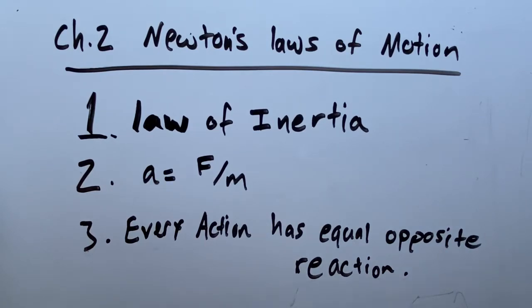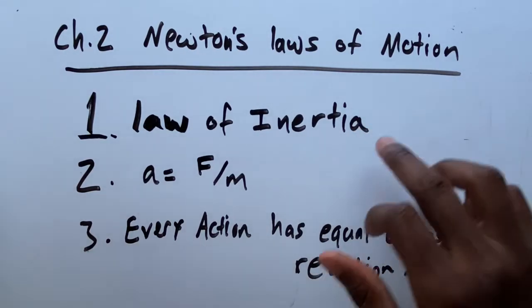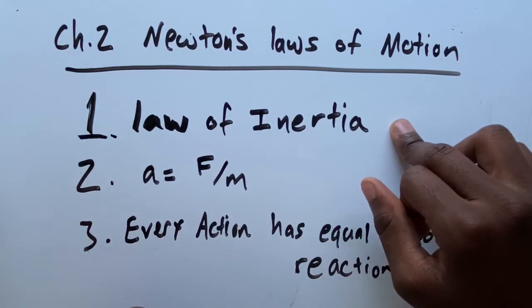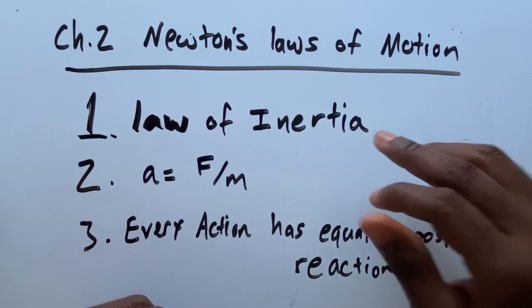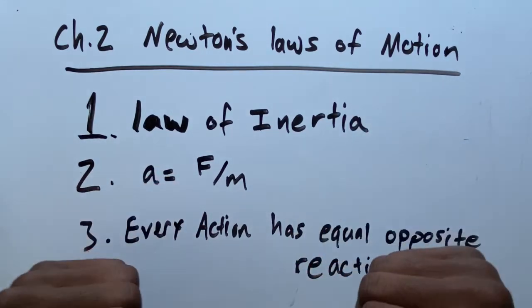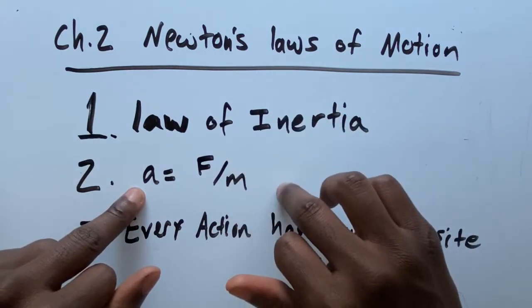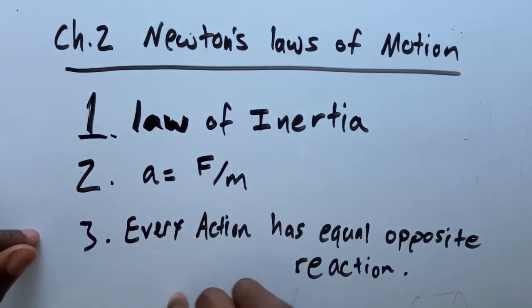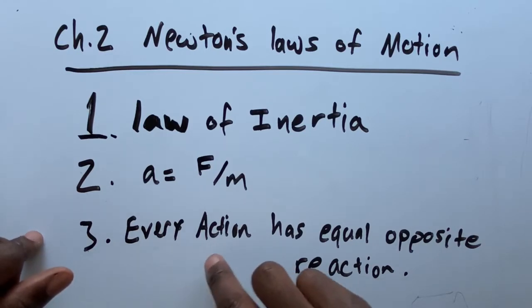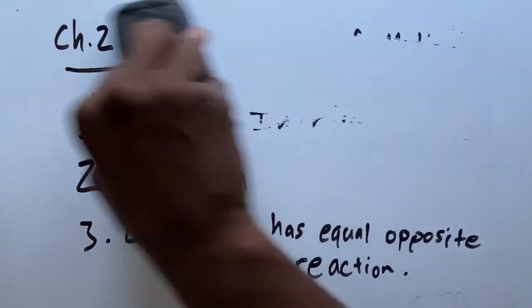So throughout this video, I'm just going to talk about each one of these laws, where the first one is the law of inertia, where inertia is basically related to the mass, right? And inertia basically tells you how much something is going to resist change. The second law relates acceleration and force. So every acceleration here is caused by some force. And then the third law is every action or every force has an equal opposite force. So let's first start with the law of inertia.